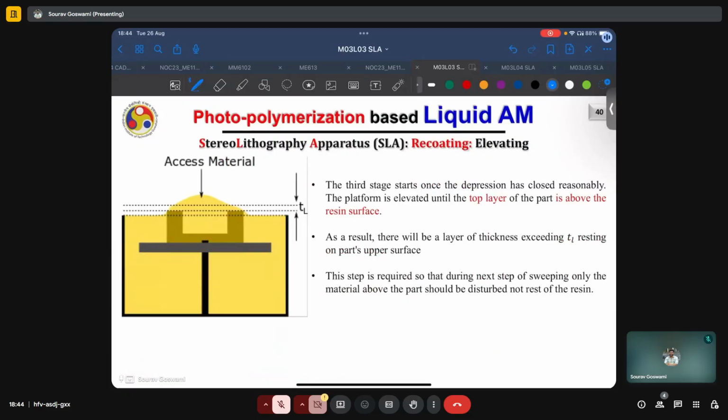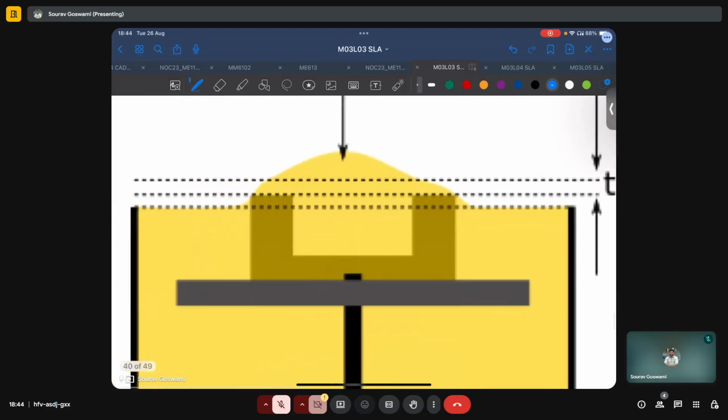Next step, or the next process, is the elevating process. So just a small typographical error here. This is excess material. The third stage, once the depression has closed reasonably, is called the elevating process. And here the platform is elevated till the top layer of the part is above the resin surface. Take note of the schematic here.